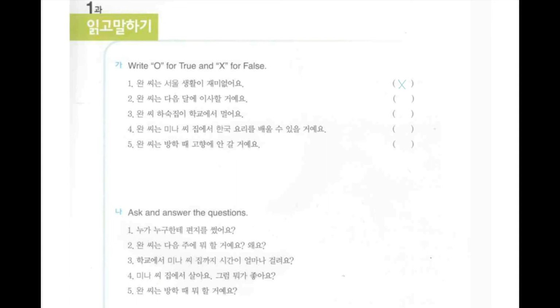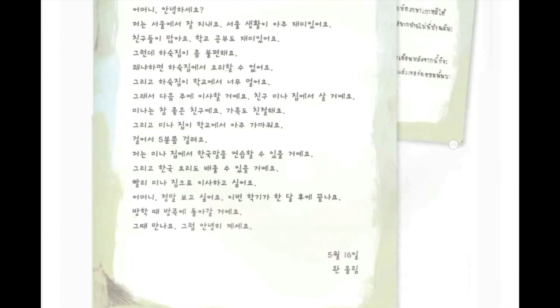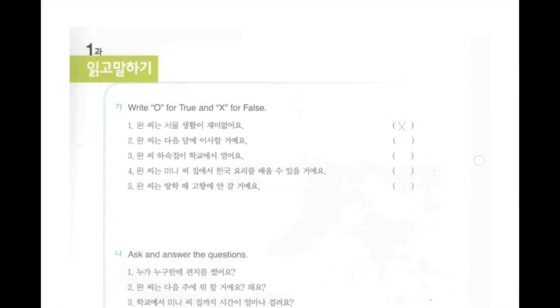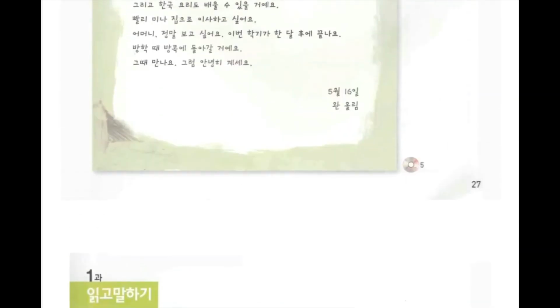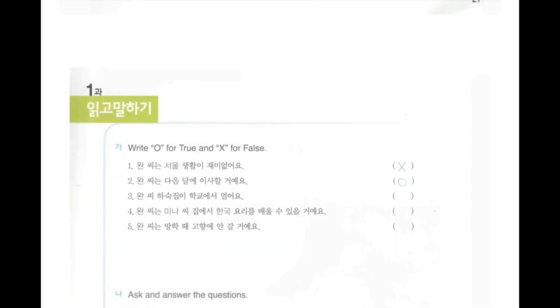Number two. 완 씨는 다음 달에 이사할 거예요. Was it next month? We know he will move. Oh, it's here, isn't it? 다음 주에 이사할 거예요. So this is correct. Number three. 완 씨 하숙집이 학교에서 멀어요. It was true, wasn't it? Because he says 하숙집이 학교에서 너무 멀어요. So this is true.